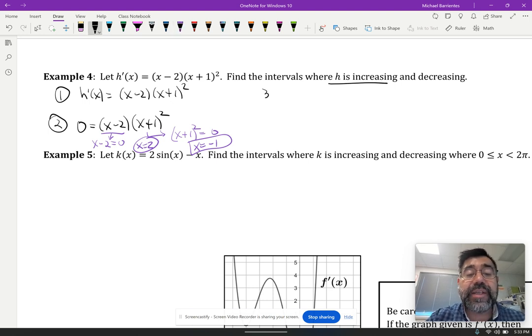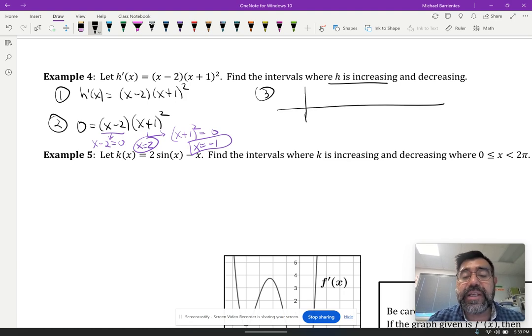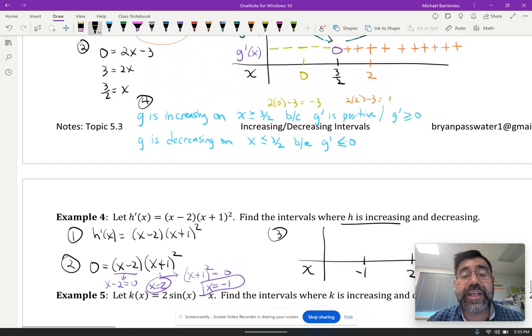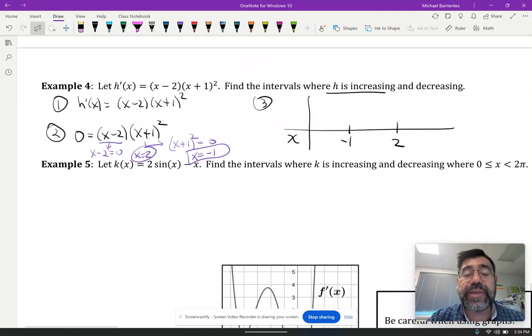So now when I go to step 3 and I build my sign chart, this time I have 2 x values. One x value is at negative 1, and one x value is at 2. And then I usually ask students, why are these x values special? Oh, because they make the derivative equal to 0. So at x equals negative 1, my derivative is 0. At x equals 2, my derivative is 0. But now we're going to test values around those critical points.